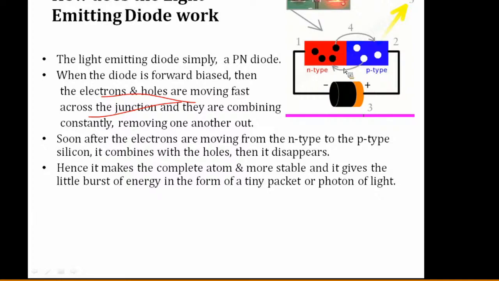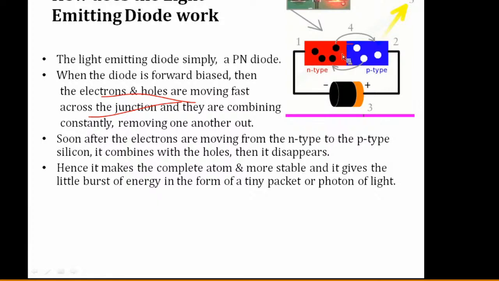Now if it is forward bias, when you are applying the positive voltage to P type and negative voltage to N type, that is a forward bias connection. What is going to happen in forward bias? Majority charge carriers will diffuse through the junction. That means electrons will move to the P side, holes will move to the N type, so that the maximum current flow will take place. Okay, and they are recombining constantly. They're removing one another out.